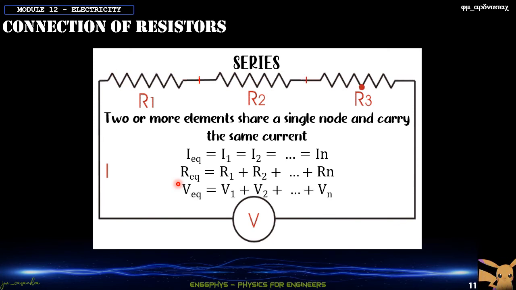And lastly, for your voltage, V, the total voltage is equal to the sum of your voltages. So V1 plus V2 plus up to the nth voltage. Ibig sabihin nun, yung total voltage ko is equal to the voltage across R1 plus the voltage across R2 and the voltage across R3.